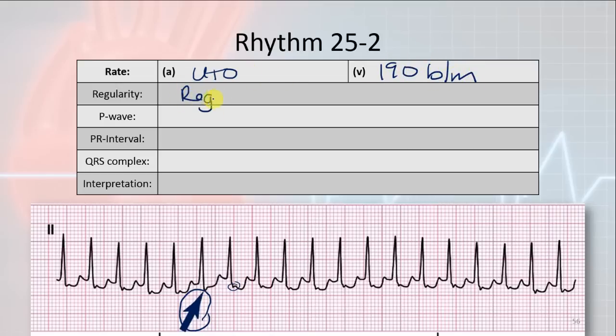Regularity we're going to say is regular. P waves. Since the book is pointing out that these are retrograde P waves, we can see them now, but if it didn't point that out, we wouldn't be sure really what that is. So we'll say P waves, in this case, are absent. If you can identify those as P waves, then you can put retrograde.